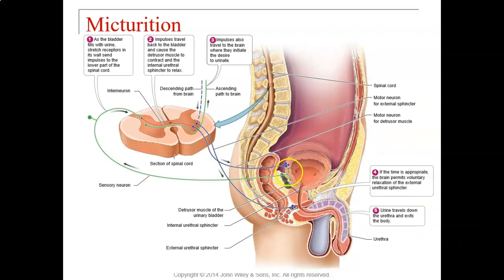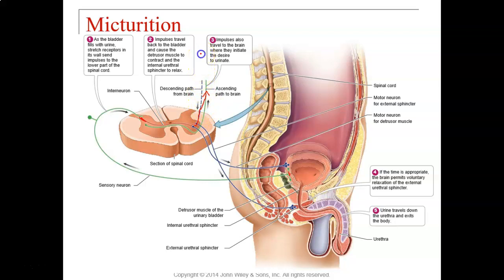But that first initial sensation, I gotta pee, what is that? Well, the sensory neurons went into the spinal cord. The spinal cord initiated the interneuron, which sends it up to the brain. Once it hits the brain, that's where that initial sensation, I gotta pee, comes from.